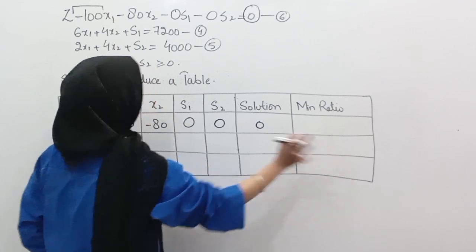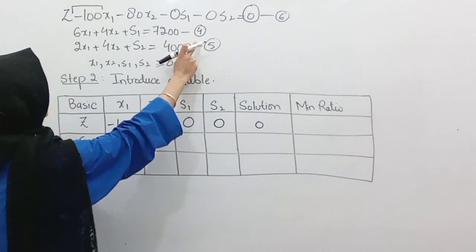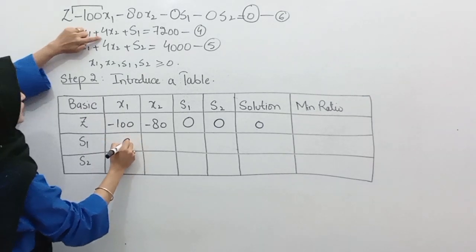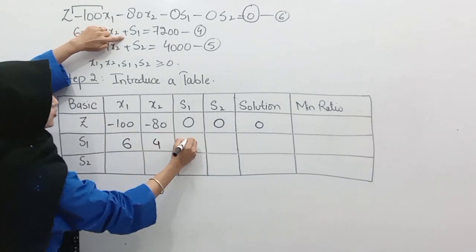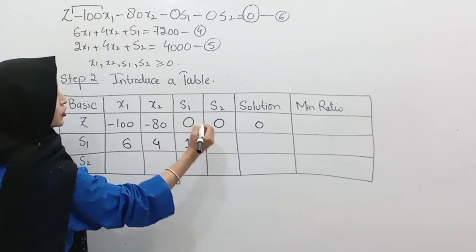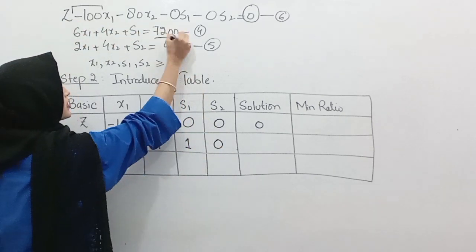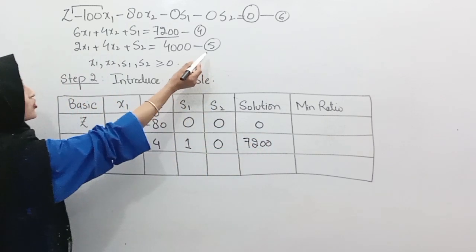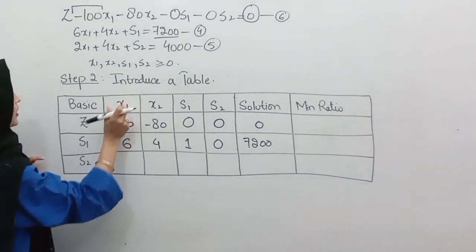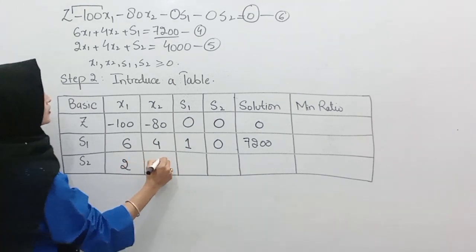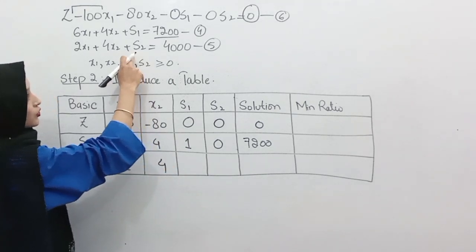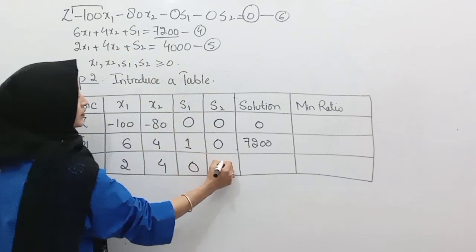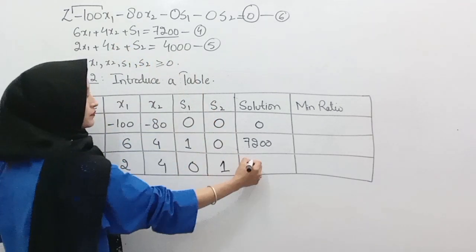Let's leave it for now. Now by using equation number 4, the coefficient of x1 is 6 here and x2 is 4, s1 is 1, there is no s2, so the coefficient of s2 is 0 and the solution is 7200. And similarly from equation number 5, we get the coefficient of x1 as 2, x2 as 4. There is no s1 here, so the coefficient of s1 is 0 and s2's coefficient is 1. And again the solution is 4000.